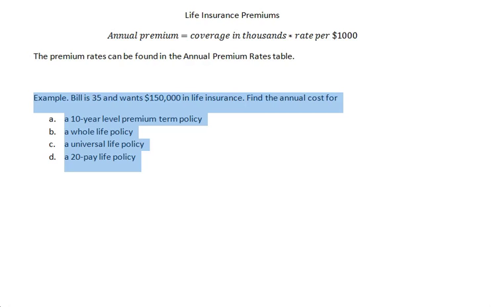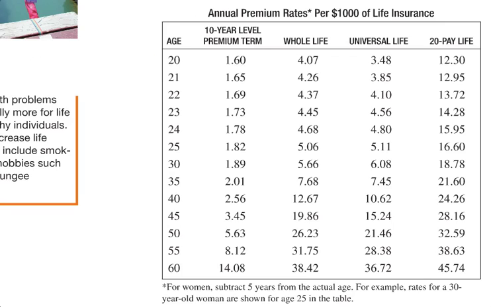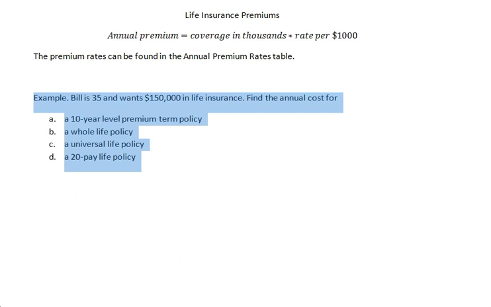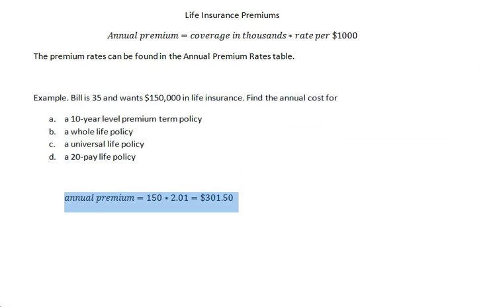So starting out with A, a 10-year level premium term policy. He's age 35. So going back to the table, you go to the row for 35, and then the first column is 10-year level premium term. So it's 2.01. So our annual premium would be 150 times 2.01, which is $301.50.